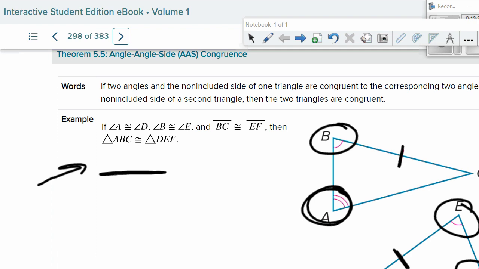Okay? So in this case, really, this side is also not between the angles. So really you could have different sides that might be equal. There's no set way. So this one's a little bit different than the other 3 we've done so far.